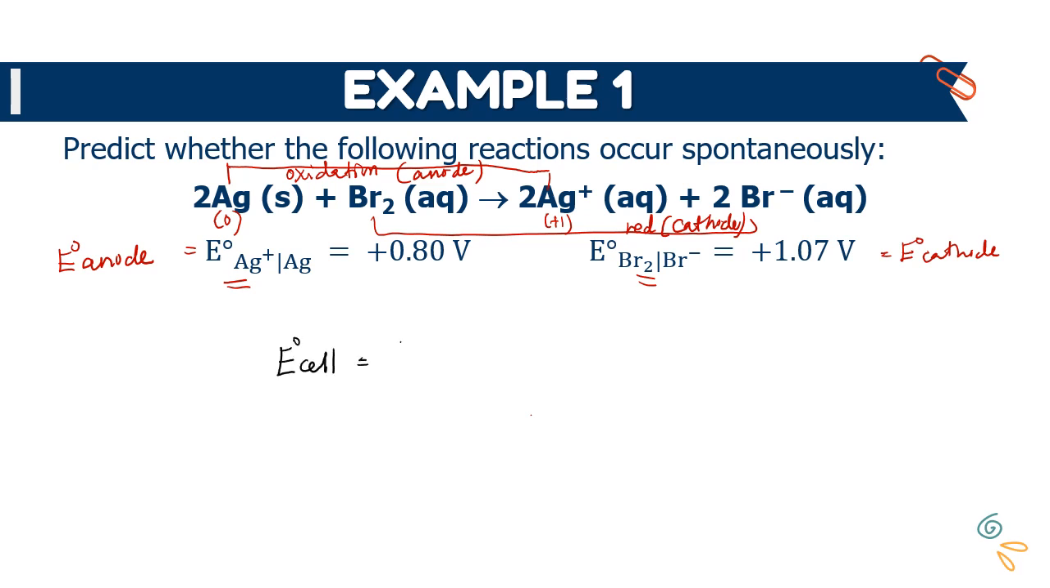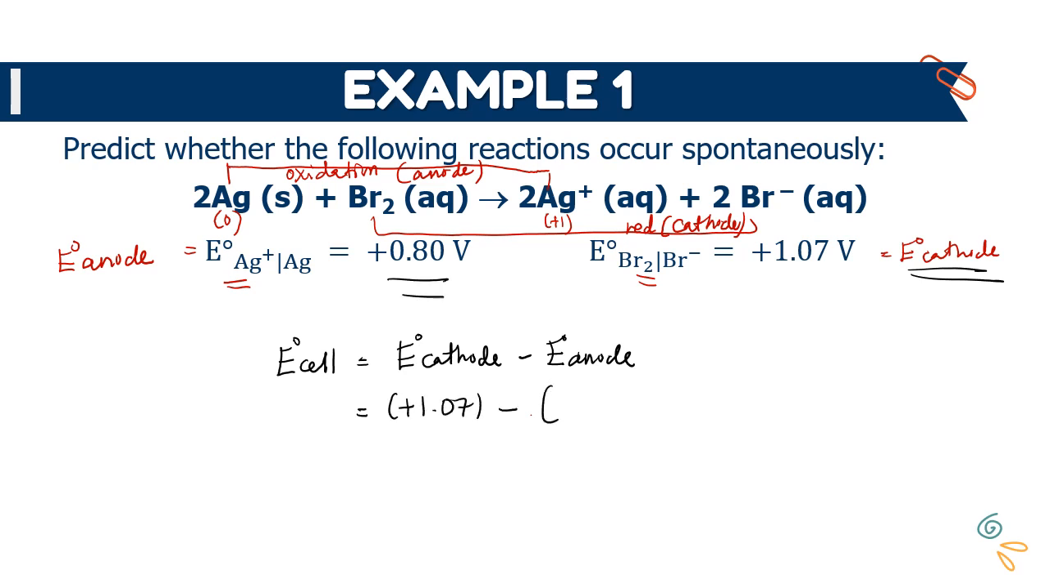So E naught cell equals E naught cathode minus E naught anode. Substitute the value. E naught cathode is this one, positive 1.07, minus E naught anode, this one, positive 0.80. So what will be the value of E naught cell, the standard cell potential that we will have? You will get positive 0.27 volt over here.